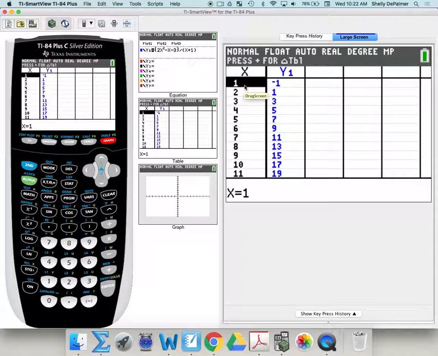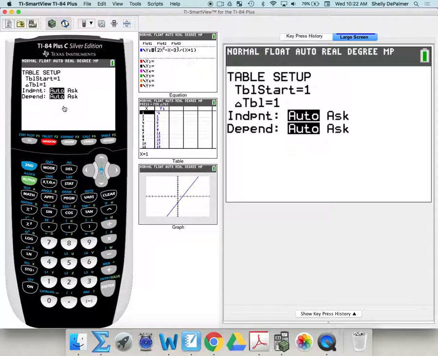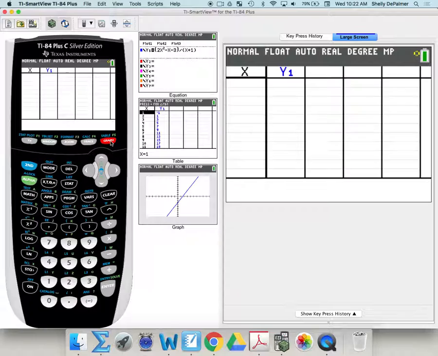So what we want to do so we can plug in the numbers that we want for x is we want to go to table set. So second and then table set. And then right here, instead of having the independent variable, your x, as auto, we want to go to ask. So we go to ask and we hit enter. And now when we go back to the table, it's all blank, and we can actually plug in the numbers that they gave us.